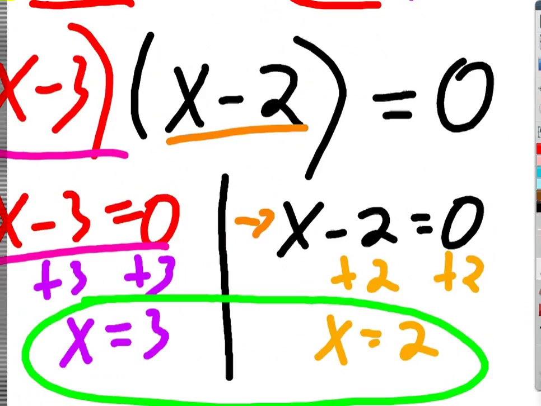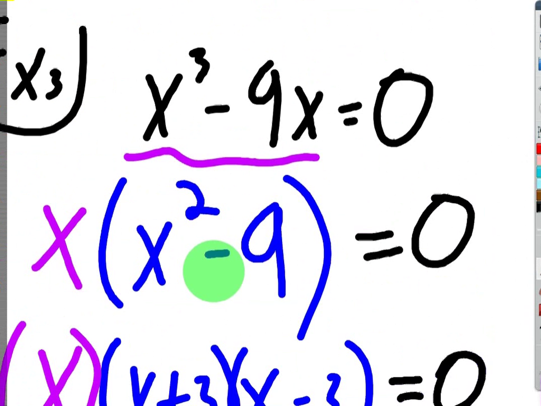All right, the third and final example is number 9 on the worksheet. X cubed minus 9x. So remember, always try to pull out a GCF first. In this particular case, they both have an x in common. So you pull an x out, and you're left with x squared minus 9. What method would you use to factor that? The difference of squares.